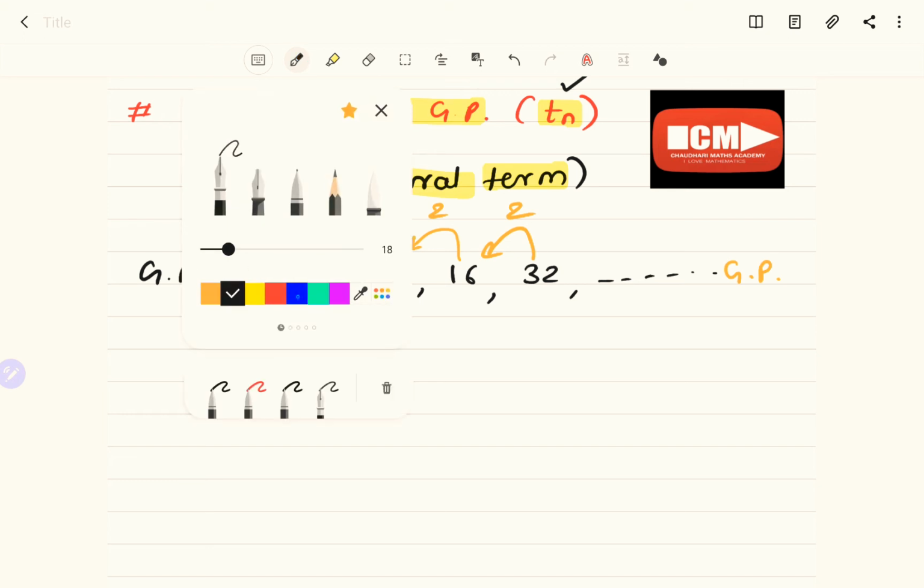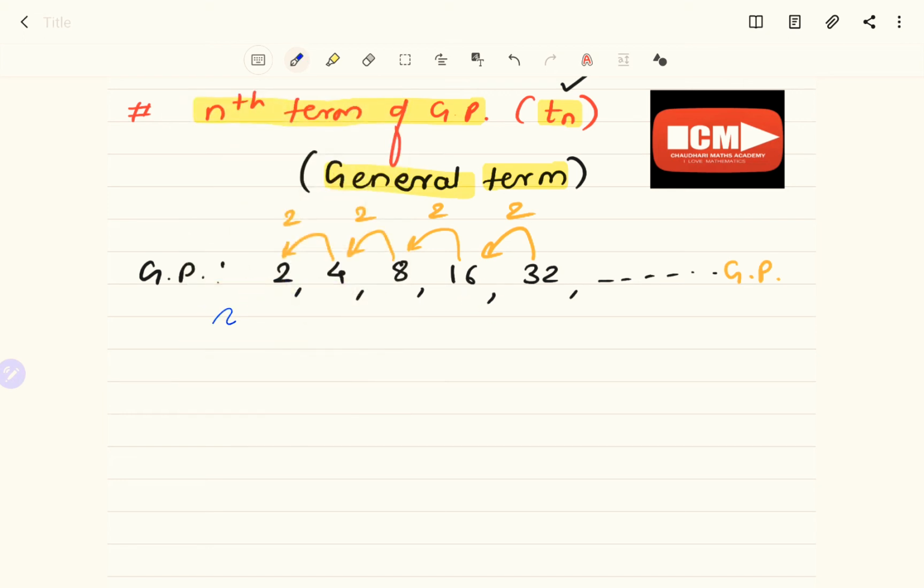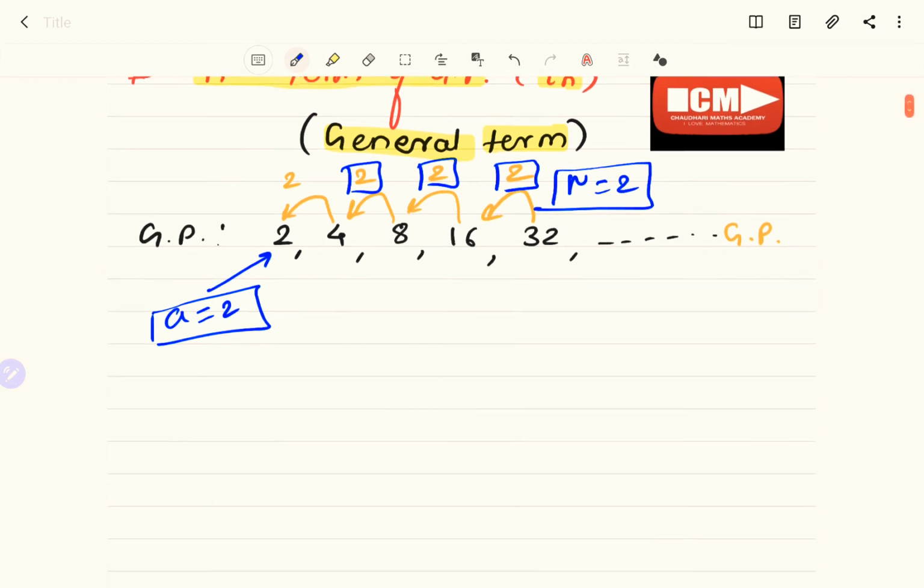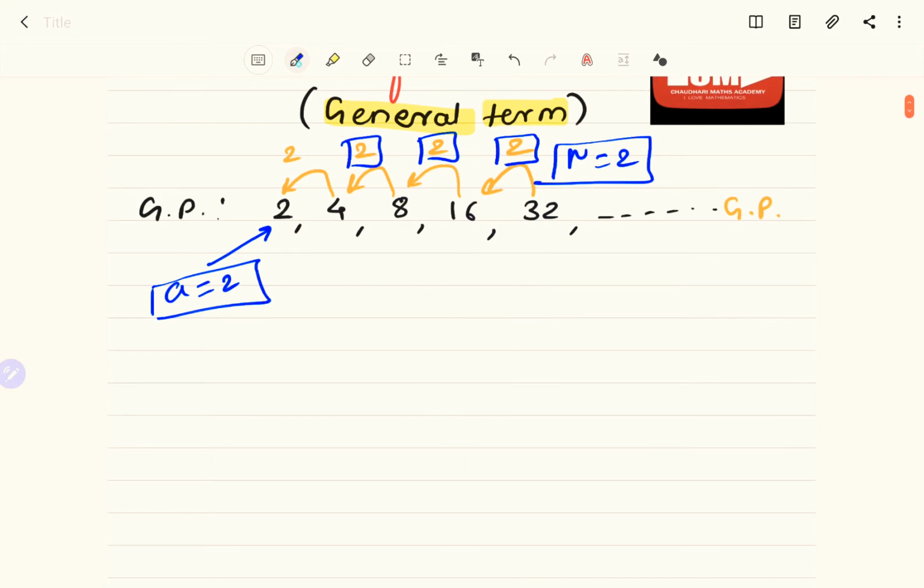Let's write the basic things about this geometric progression. The first term of the sequence is a, which is equal to 2, and the common ratio in this case, that is the r value, is 2. If you observe, this ratio remains the same throughout, and that is nothing but r. Now let's try to find the formula for Tn. This 2 is the first term of the sequence, so let's mark this as T1. This 4 is T2, 8 is T3, 16 is T4, and 32 is T5, and it goes on.